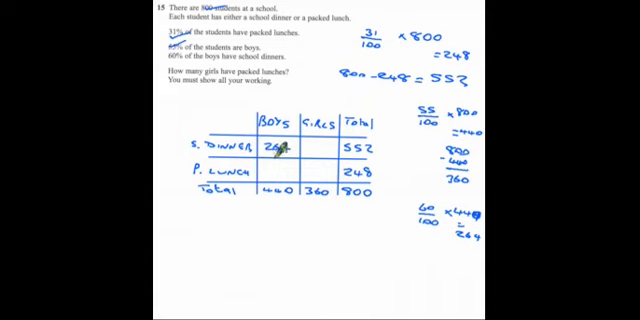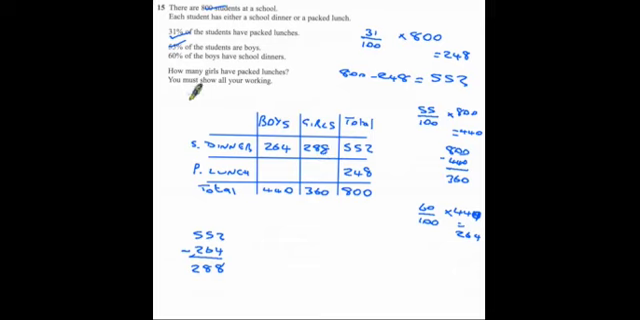From here we can go in a couple of different directions. Let's look at how many of the girls have school dinners. Well, if the total school dinners we've already worked out as 552, and we know that out of that 264 are the boys, then the rest must be the girls. So 552 minus 264 is 288. So 288 of the girls have school dinners.